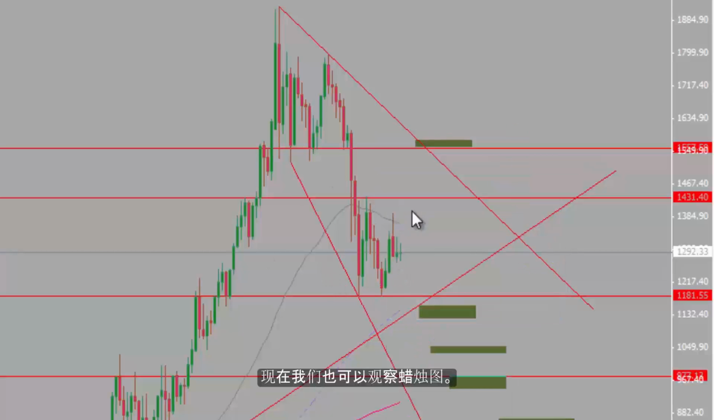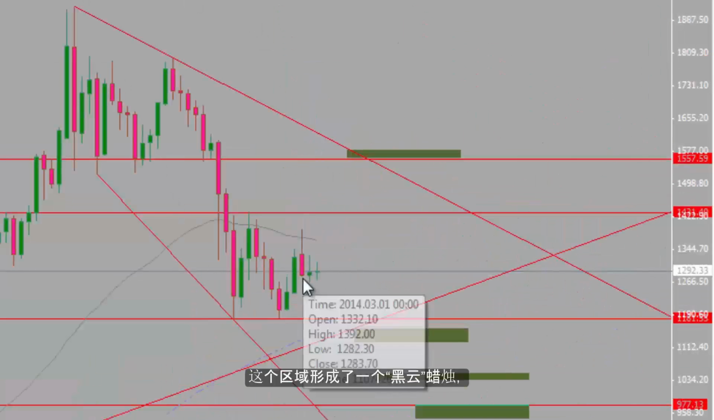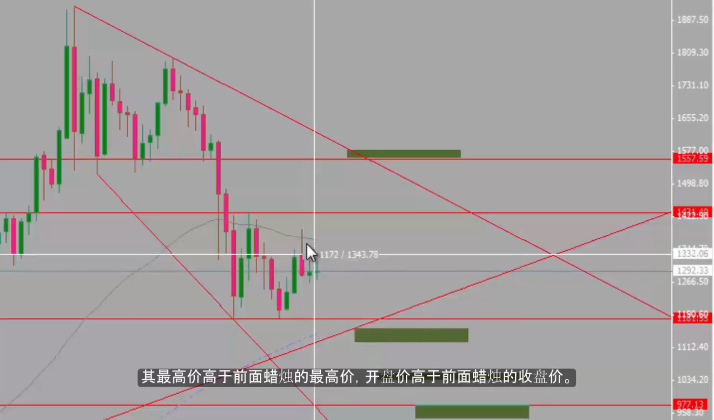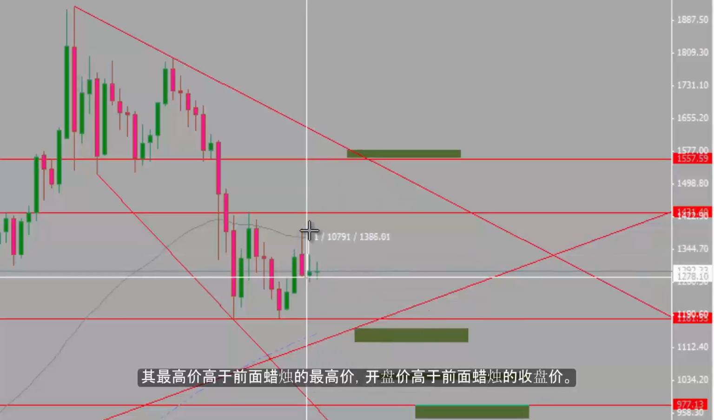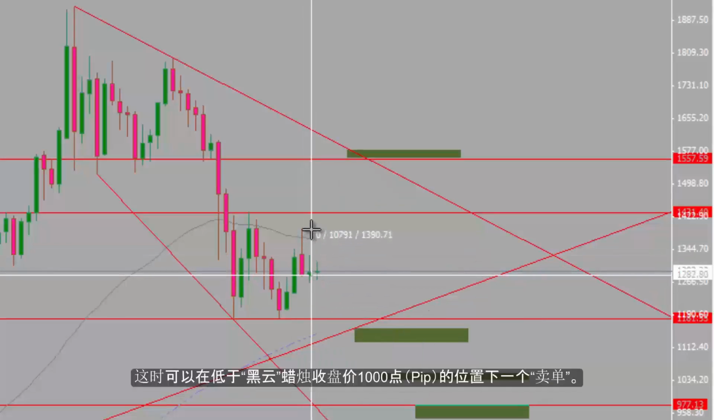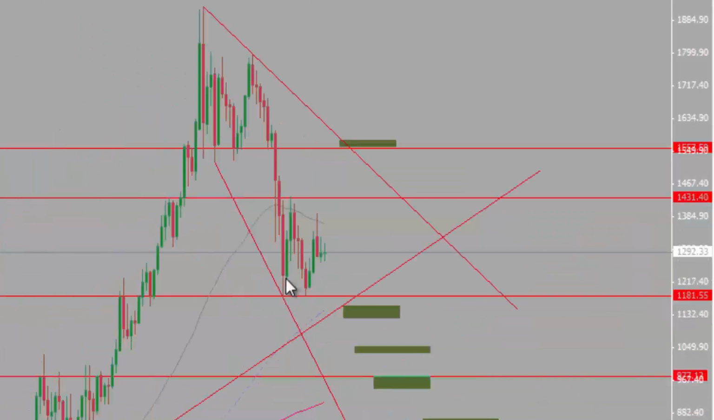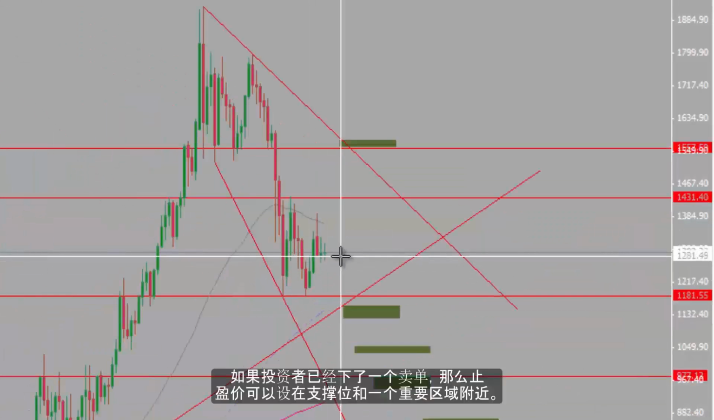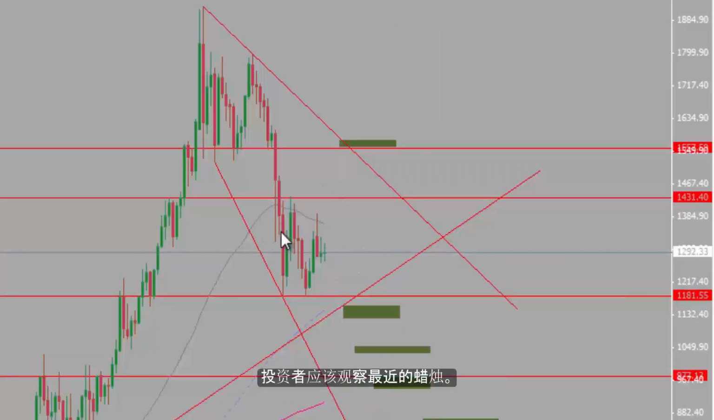Now candlestick can be detected on the chart too. A dark cloud is formed in this region: high over previous high and open price above close price of previous candle. A sell order can be placed with 1000 pips lower than the close price of the dark cloud candle. If a trader has already placed a sell order, then the TP price could be around the support line and an important region. A trader should detect recent candles.